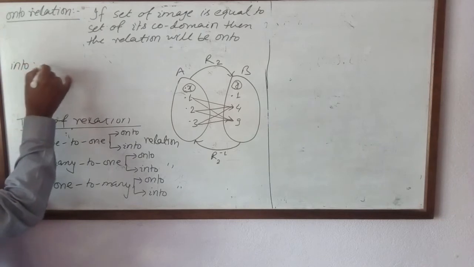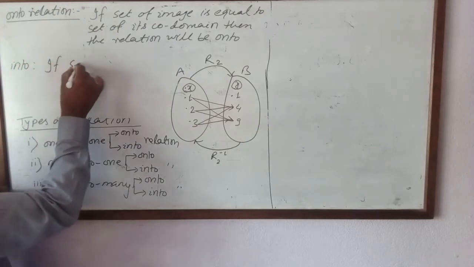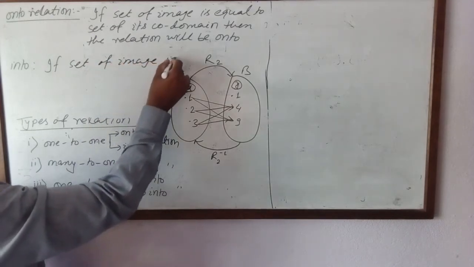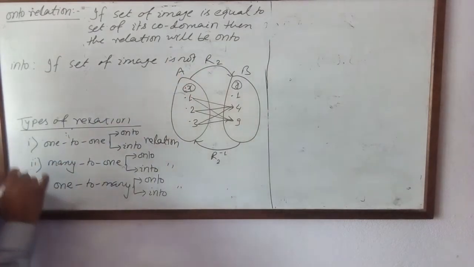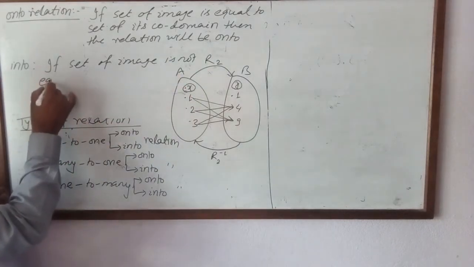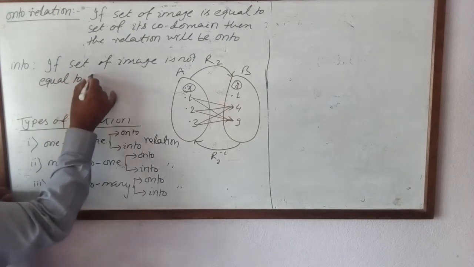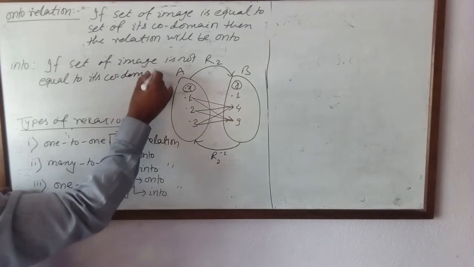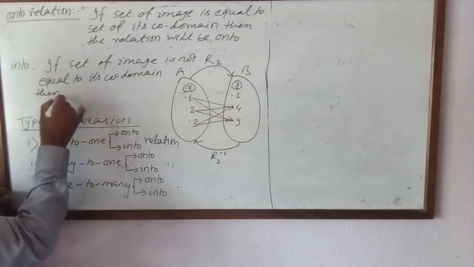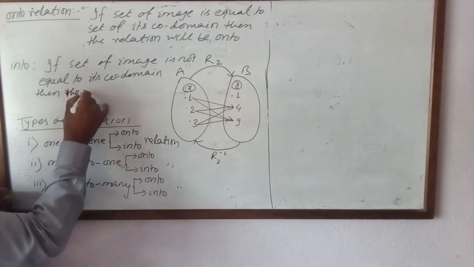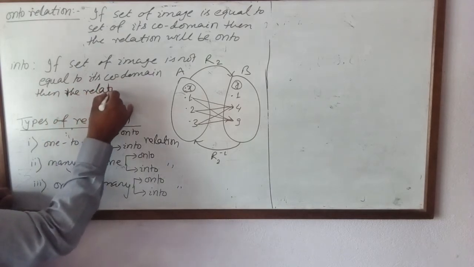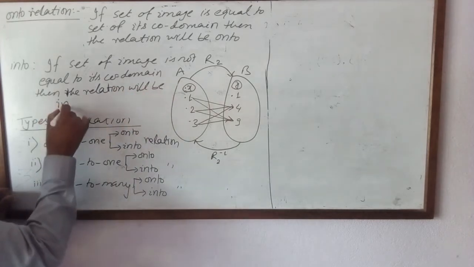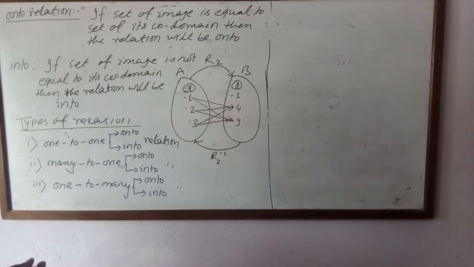Now if the image set is not equal, it is into. If the set of image is not equal to its codomain, then the relation will be into. Now I'll explain this with an example.